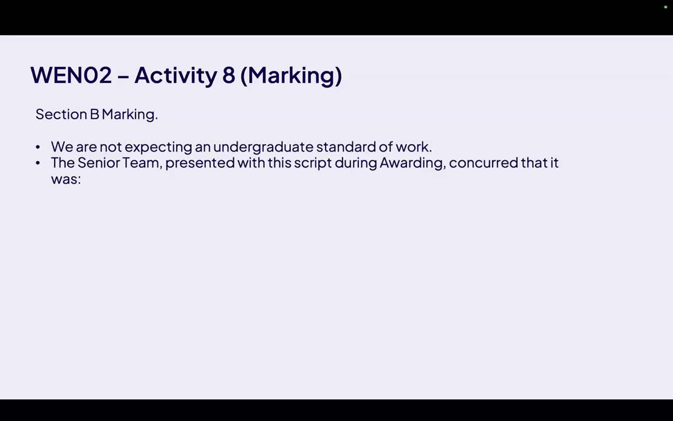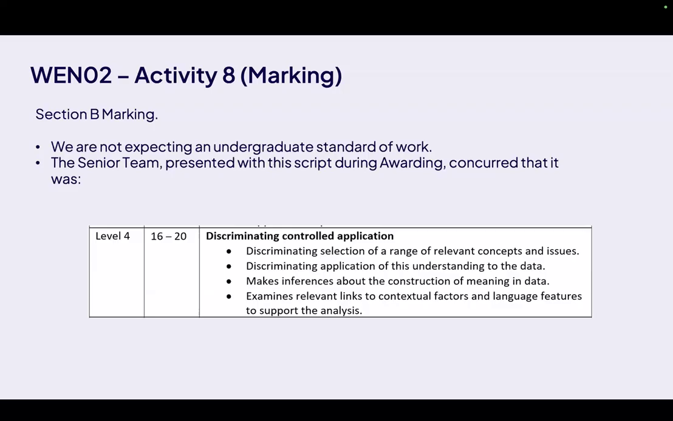So where was it on the mark scheme? We're not expecting undergraduates, as I've said before. Yes, it has to be more in depth than the GCSE level of analysis, but we're still not undergraduate work. So the senior team presented this with this script, concurred that it was a level 4. So here we have, it's discriminating and controlled. Do I have an actual mark for it? I don't think I do for this particular script. One wasn't provided. But it's between the 16 and 20. It's discriminating, makes inference, and it examines.